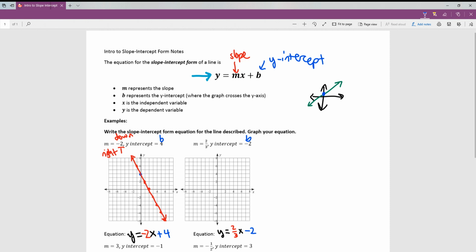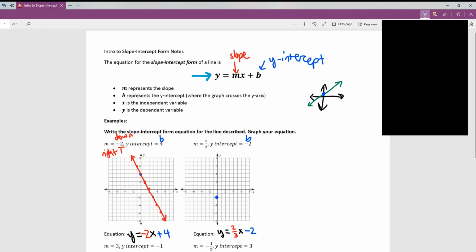Now let's graph it. Starting with our y-intercept, -2 is our y-intercept, so I'm going to go to -2 on my y-axis and put a point.